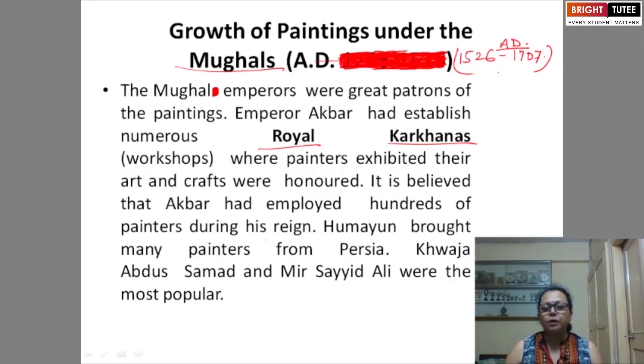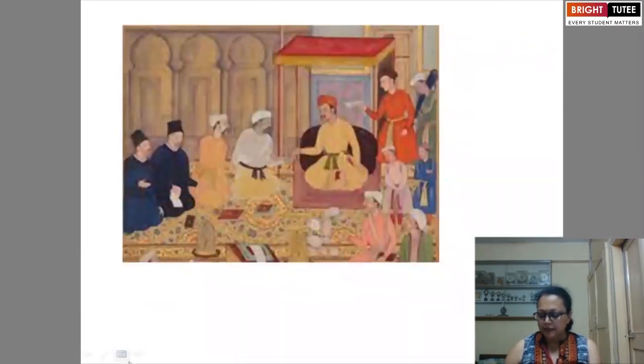Humayun brought many painters from Persia. Among them, Khwaja Abdul Samad and Mir Sayyid Ali were the most popular. So these Mughal rulers had an affection for these paintings. The art of painting received great impetus under the reign of Jahangir. This is the court of Akbar.